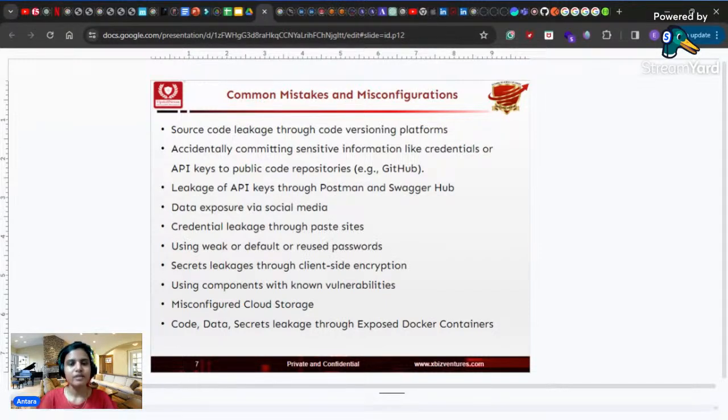The second one is accidentally committing sensitive information like credentials and API keys to public code repositories. I could have shown you a couple of examples, but it would not be ethical, because it's another organization's data I would be leaking. So no live demos in this session. I also tried to find other demo websites, but they didn't contain any specific search match for what I wanted to showcase. Hopefully next time I'll come up with live demos with specific keywords in them, which would help you understand.